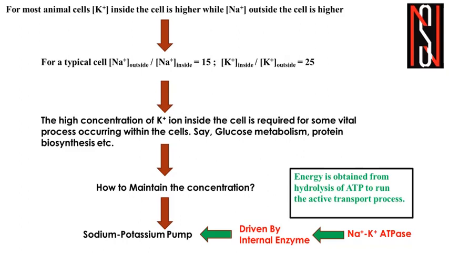But why does such a condition exist? Because the high concentration of potassium ion inside the cell is required for some vital processes occurring within the cells, say glucose metabolism, say protein biosynthesis. Many kinds of bioinorganic reactions take place just because of this ratio. So we are dependent on this kind of ratio.